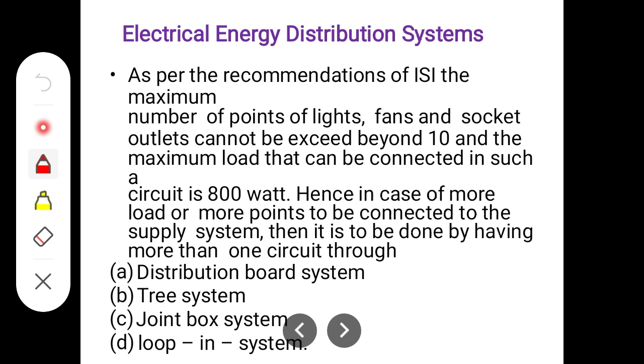So, electrical energy distribution system. Here I have the different types: distribution boards, tree system, giant box system, loop system. Here we have to place the connections in such a way, so how many points?